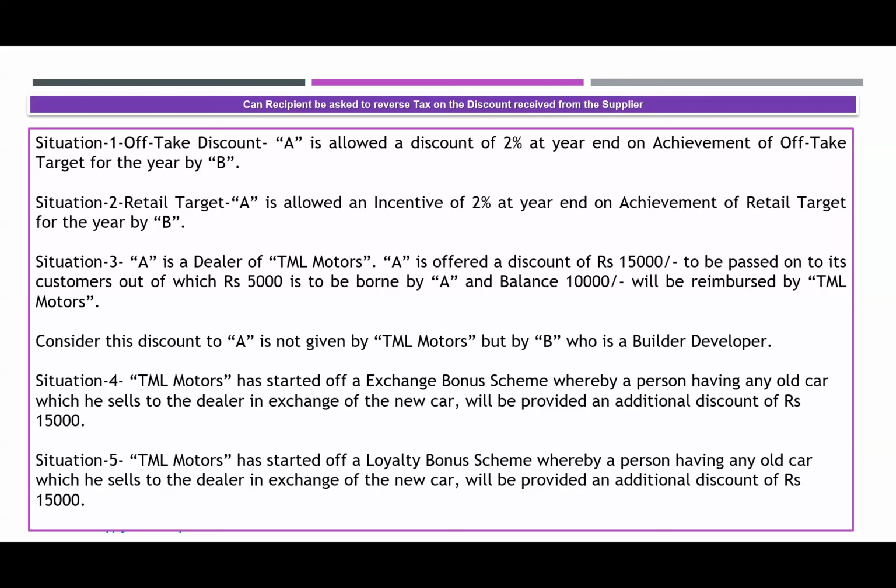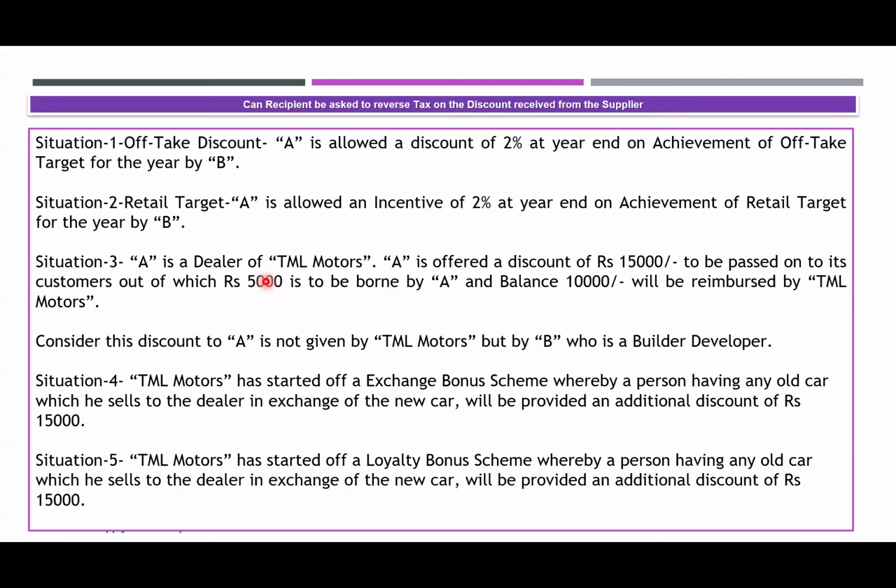So till now we have discussed all this aspect, and along with that section 15.2 and section 15.3, and there are certain situations that I had framed, and we had discussed up till point number 3. We were on situation number 3 in the past session, wherein just trying to go through what we had discussed and concluded. A is a dealer of TML motors. A is offered a discount.